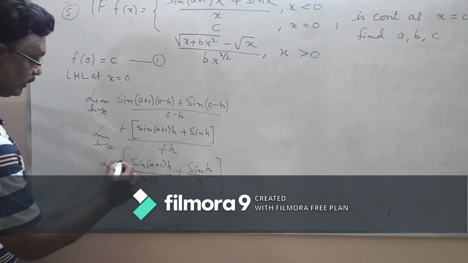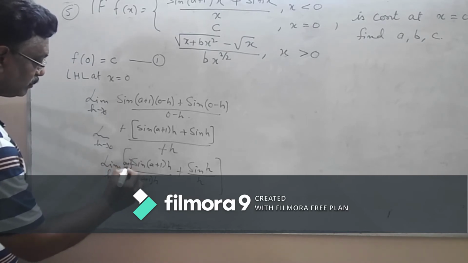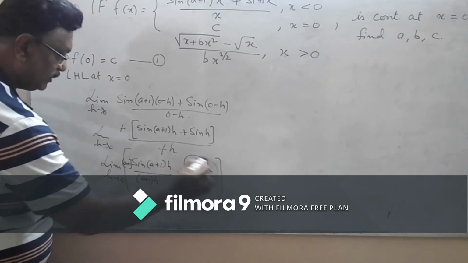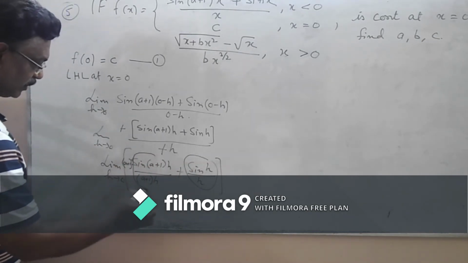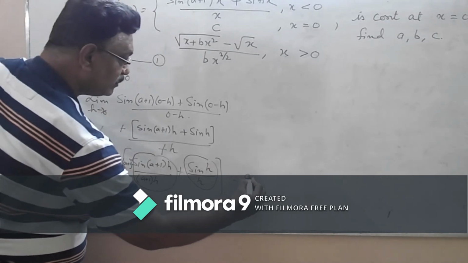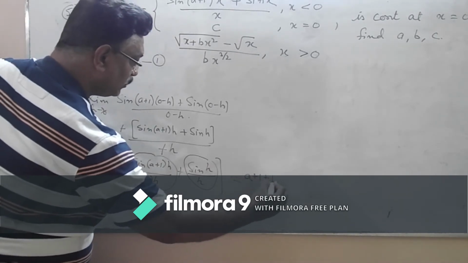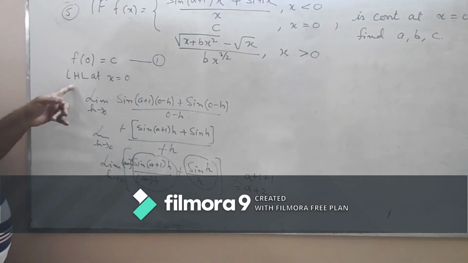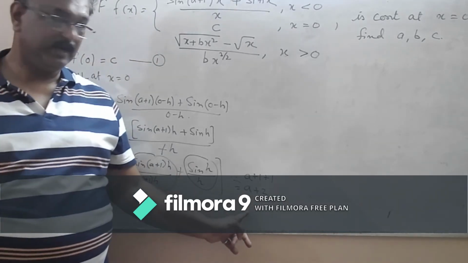So we multiply and divide with a plus 1. So this becomes 1. This part also becomes 1. So we will be left with a plus 1, which gives you a plus 2. So this is the value of the left hand limit.